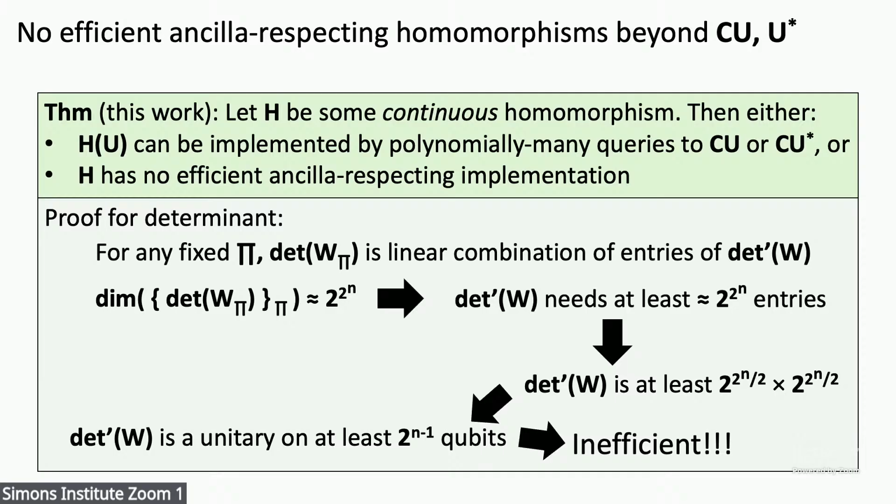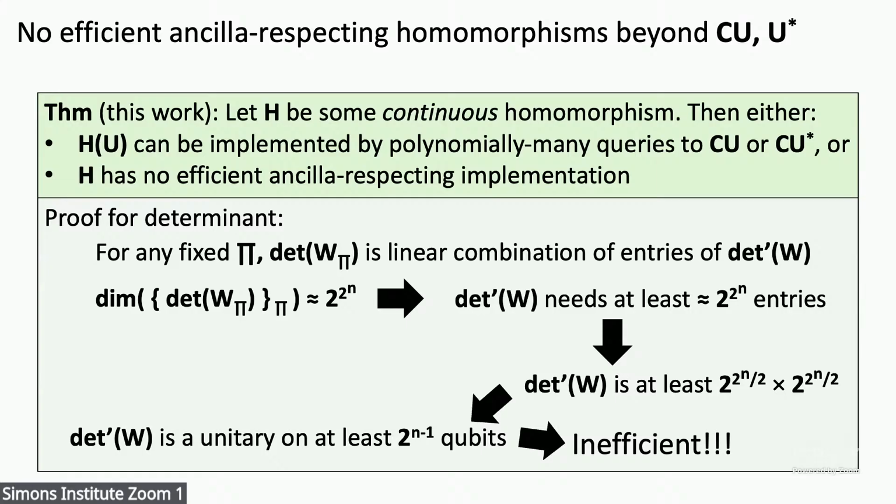Okay, I know I went relatively fast over that, but the point is that in order to implement these homomorphisms in a way that respects the ancillas and gives you a meaningful thing even if your unitary uses ancillas, if it can't be done by a polynomial number of queries to Cu and Cu star, your homomorphism is going to spit out things that involve exponentially many qubits, and therefore just can't be efficient.